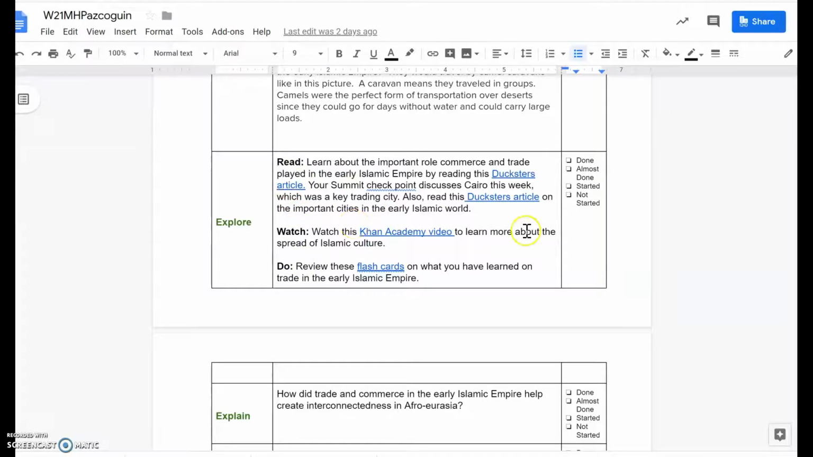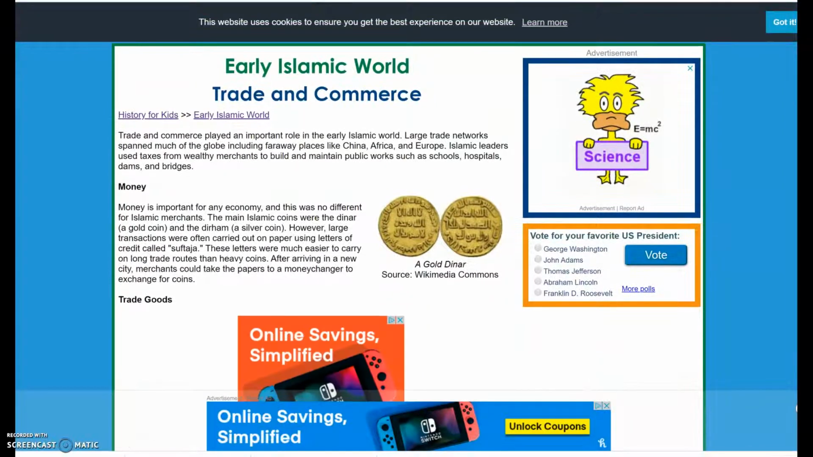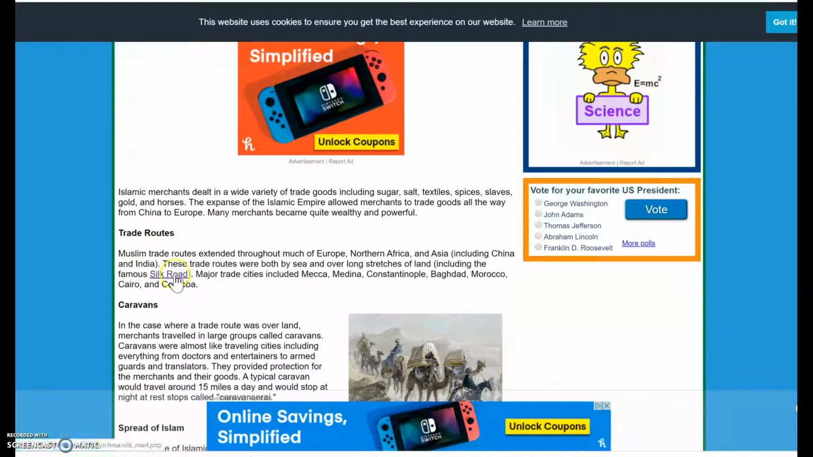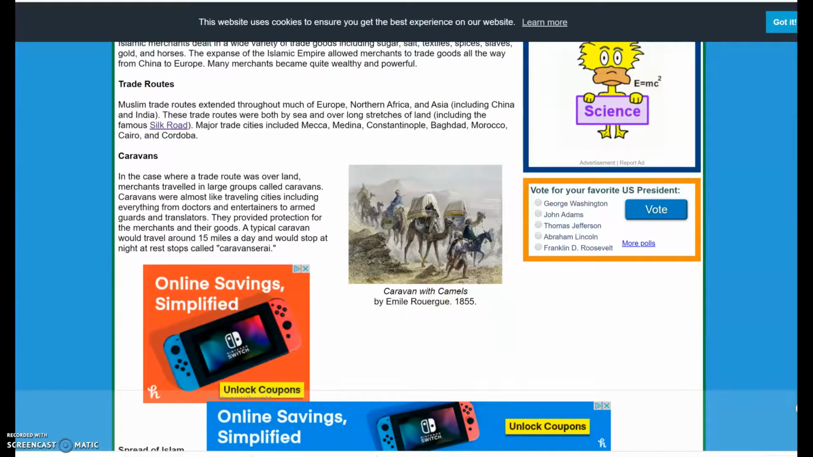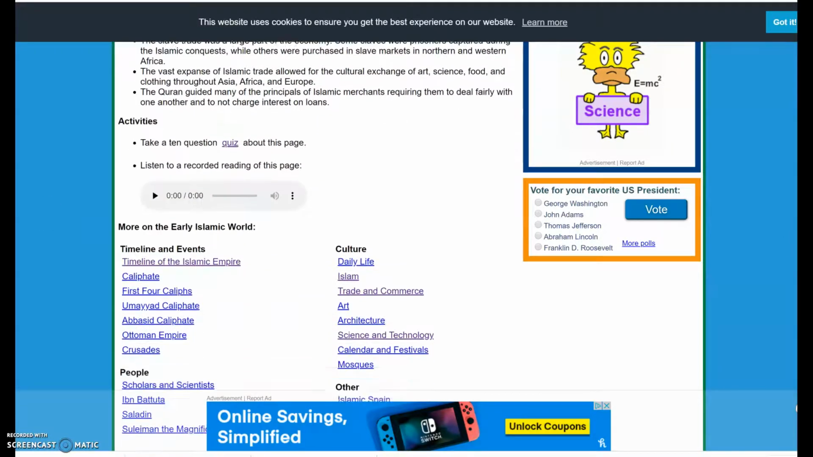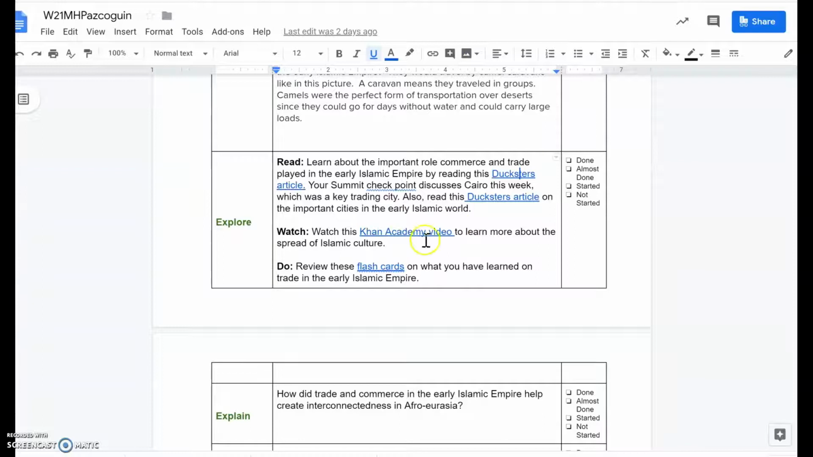I would like you to learn more about the important role commerce and trade played in the early Islamic Empire by reading this Duxter's article. So here it is. It's on trade and commerce. Talks all about the money that they used. You're going to learn here about the dinar and what they traded, the trade routes. Look, you see I mentioned again the Silk Road that they used, the caravans. There's where I got the picture. And how it spread Islam. And so it's pretty short reading, and there is the quiz that you will take later.